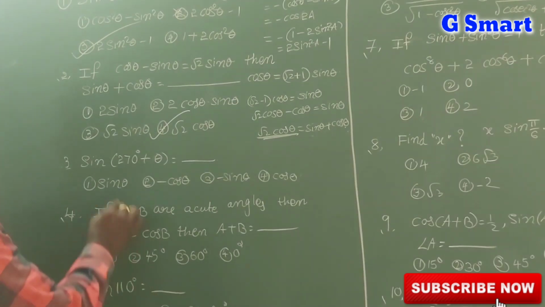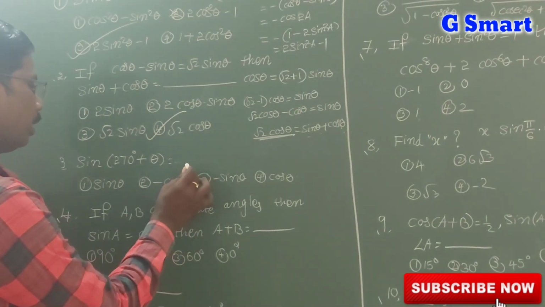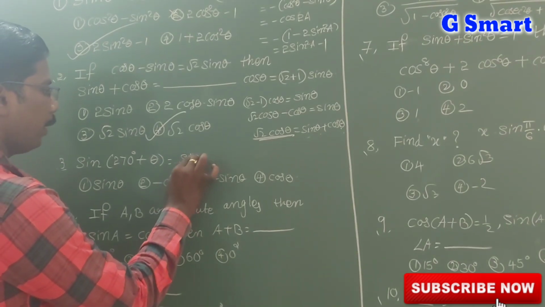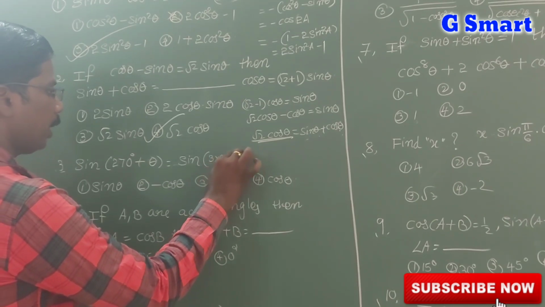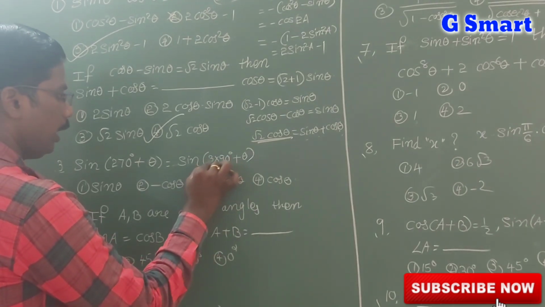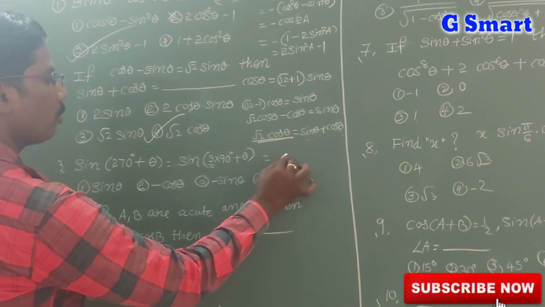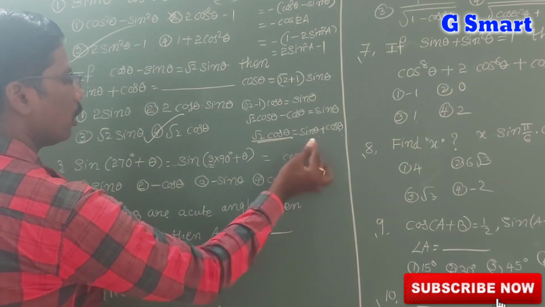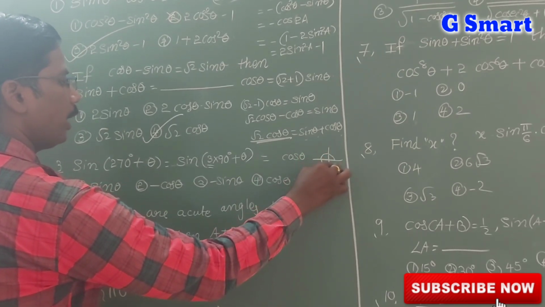Next, sin(270 plus theta). Already I explained, this can be written as sin(3 into 90 degrees plus theta). Here 3 is an odd number. If it is an odd number, then definitely the opposite will come, that is cos theta. Now, 90, 180, 270, 360.